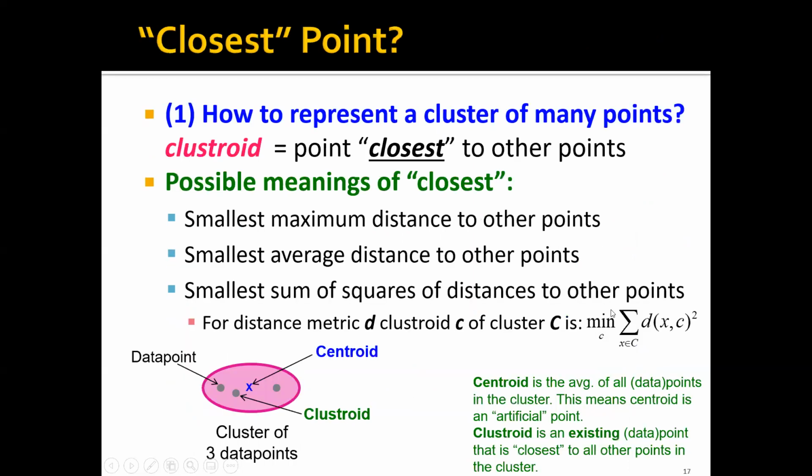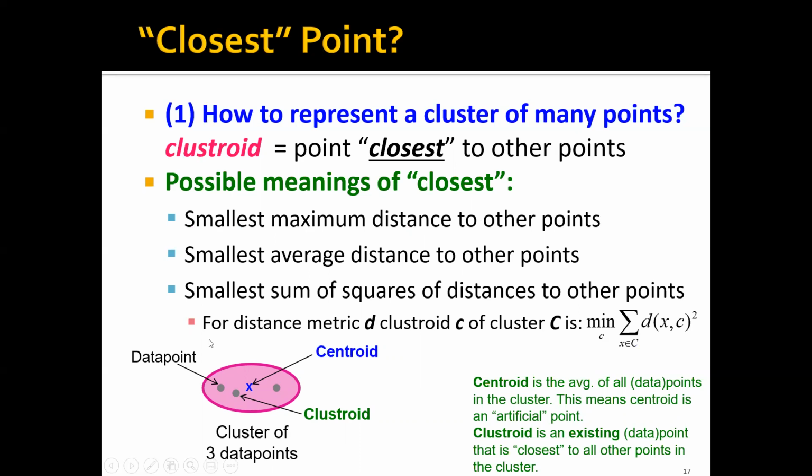For example, let's look at a cluster of 3 data points, and the centroid of this cluster of 3 data points would be just in here. Basically, this is the average of these 3 points, and it's an artificial point. And it makes sense because it's in a Euclidean space. And the clustroid of these 3 points will be here, because this is the point that is closest to the other 2 points. And note that this is actually an existing data point.